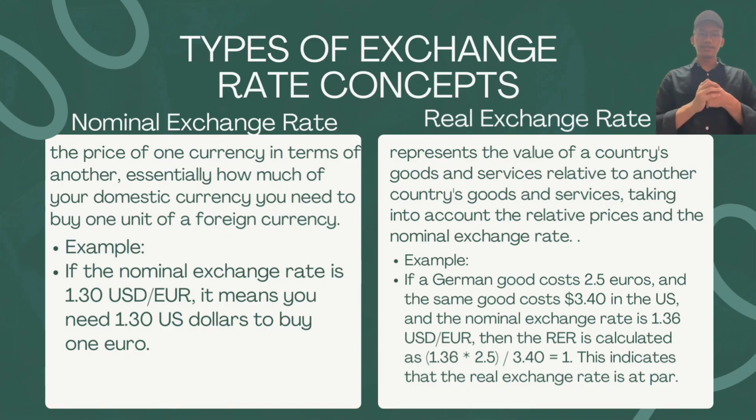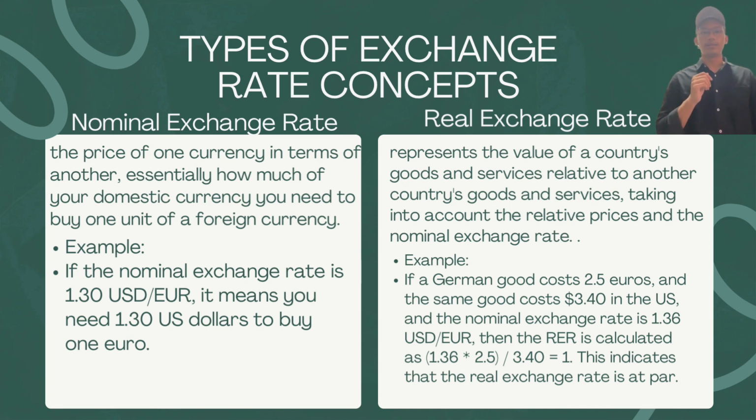So first, let us understand what an exchange rate is. An exchange rate tells us how much of our currency is needed to buy 1 unit of foreign currency. There are two main types of exchange rate concept we should know. The first one is nominal exchange rate and the second one is real exchange rate. The nominal exchange rate is the most basic type. It is the actual rate we see when we exchange currency at the bank or money changer. We can see the example here. If $1 costs 1.3 US dollar, that's the nominal exchange rate.